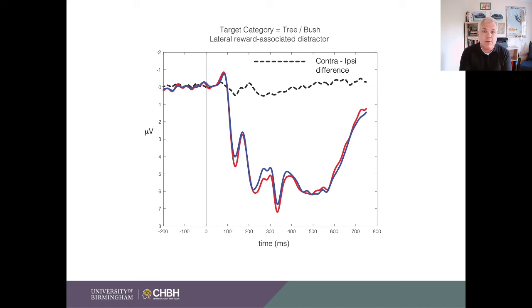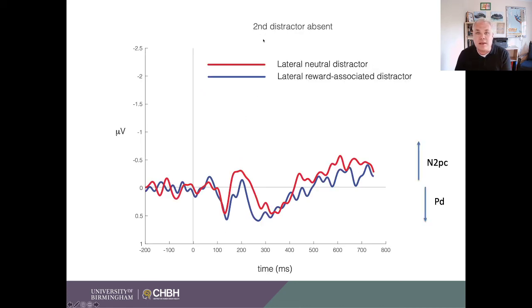When we look at scenes elicited when you had a lateral neutral distractor and the other distractor was absent from the scene, so you've only got one distractor category in the scene, you're looking for trees or bushes. That's the critical condition for this experiment. The lateral neutral distractor tends to elicit a more negative lateral response.